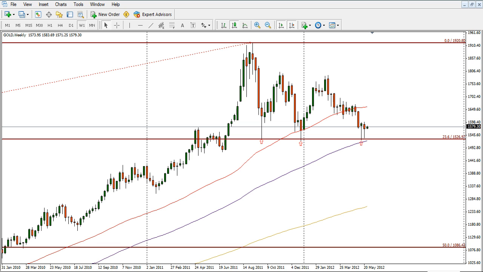Now that we've had some sort of consolidation, we're starting to get some hammers and some weekly reversal patterns coming in, and I would not be surprised if we had a bullish week on gold this week. Okay, that's all for the charts.